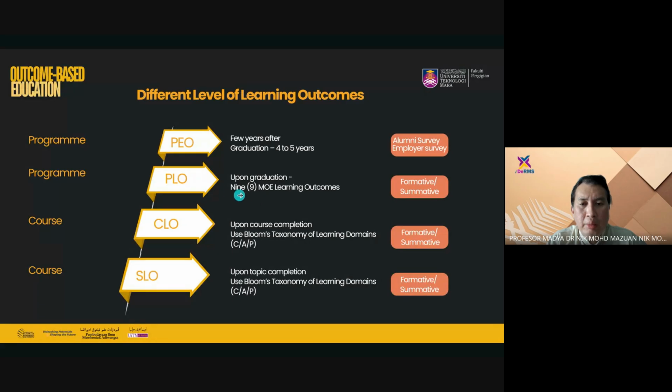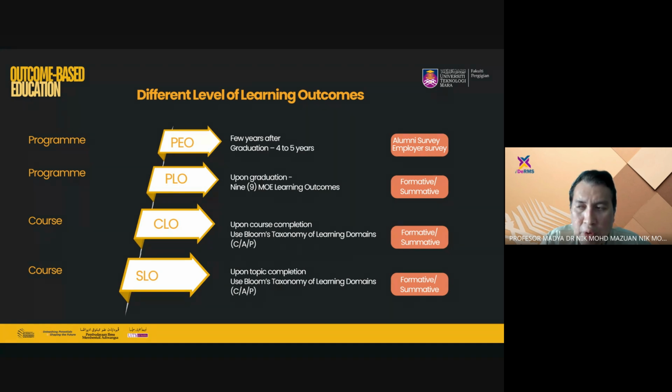And the MQF one, the learning outcomes, they have 9. But they keep changing the learning outcomes, so we will see the latest one later on. Once we talk about program, of course in the program there are a few courses that support the program.